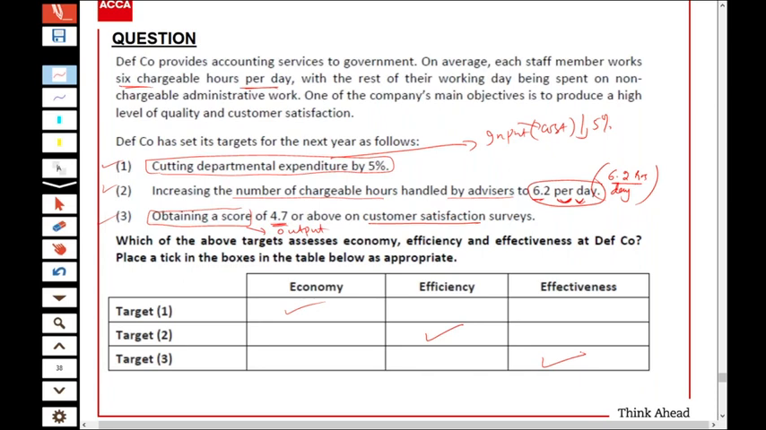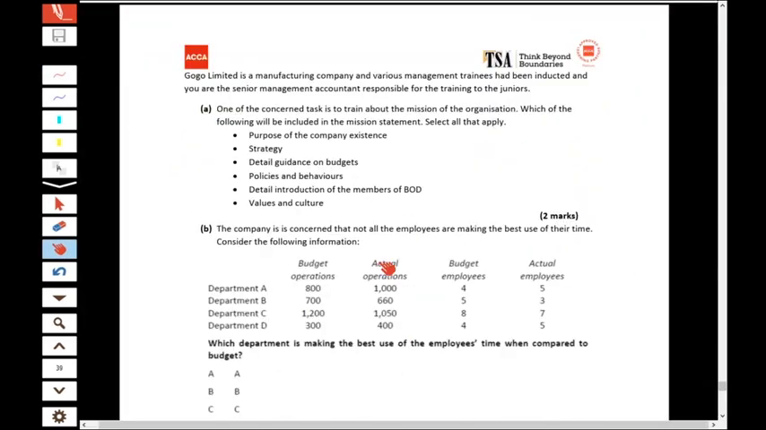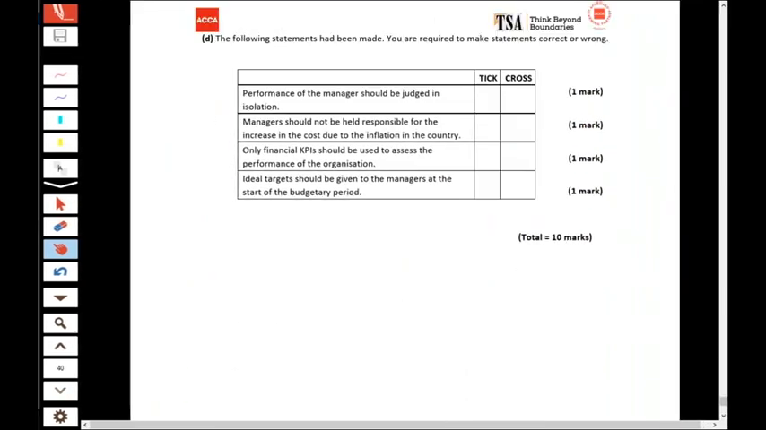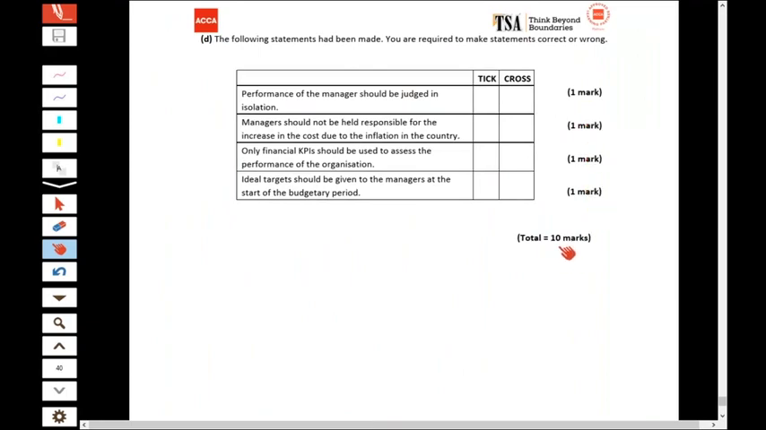My main focus and agenda was that I should cover the maximum portion of performance measurement, and alhamdulillah we have covered the majority of the areas of performance measurement. Now students, I am giving you an assignment. Let's make this webinar more interesting. I can increase 10 minutes for this webinar to cover this OTQ. GoGo Limited is a manufacturing company. See, 2 marks, 2 marks, and 2 marks, total 10 marks.